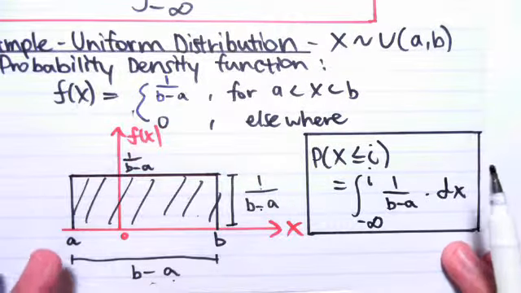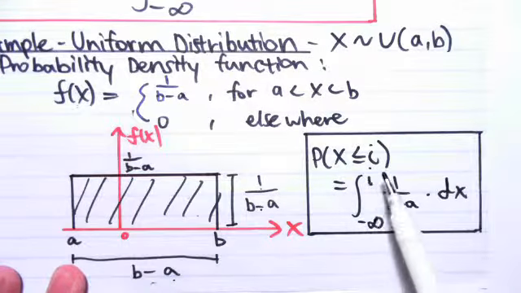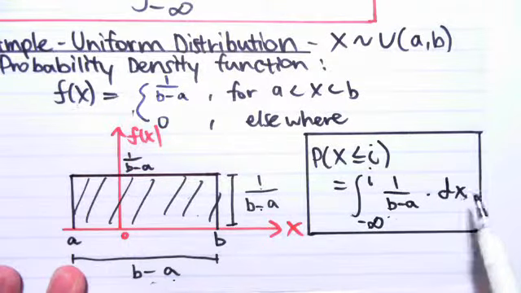So the probability of X being less than or equal to i is equal to this, where the integration is from negative infinity to i of 1 over b minus a times dx, because our f(x) is equal to 1 over b minus a.